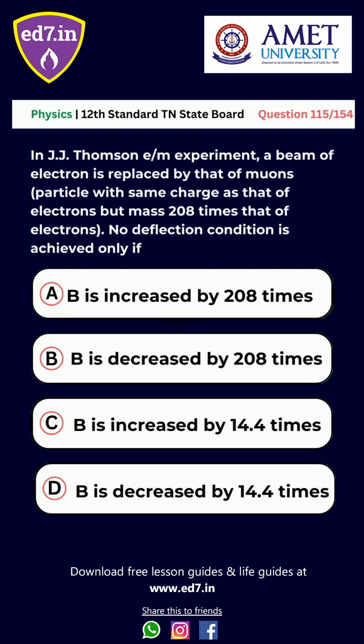No deflection condition is achieved only if: option A, B is increased by 208 times; B, B is decreased by 208 times; C, B is increased by 14.4 times; D, B is decreased by 14.4 times. The right answer is option C, B is increased by 14.4 times.